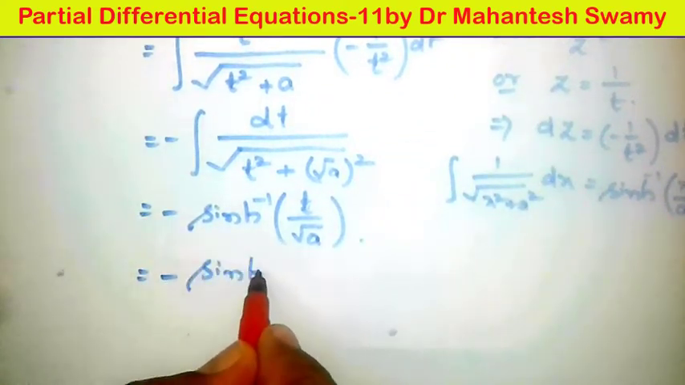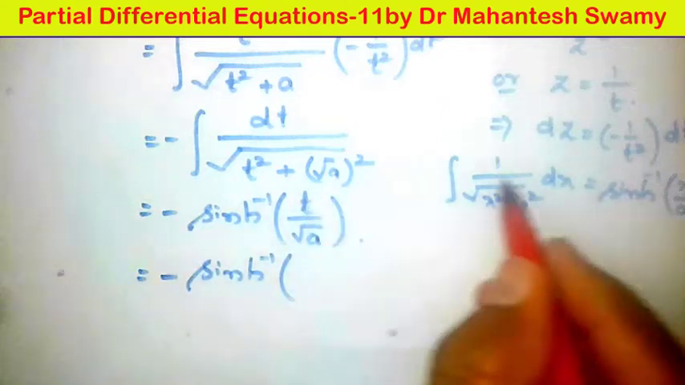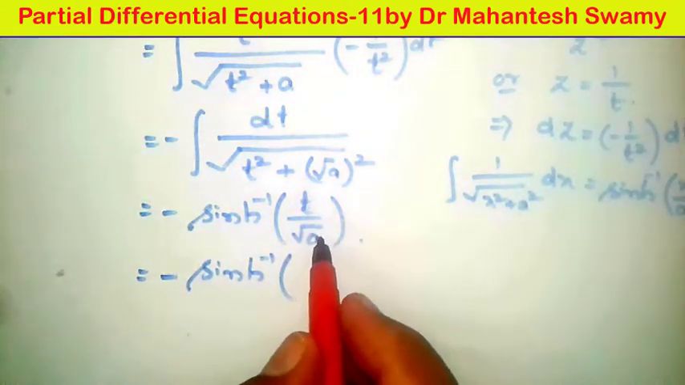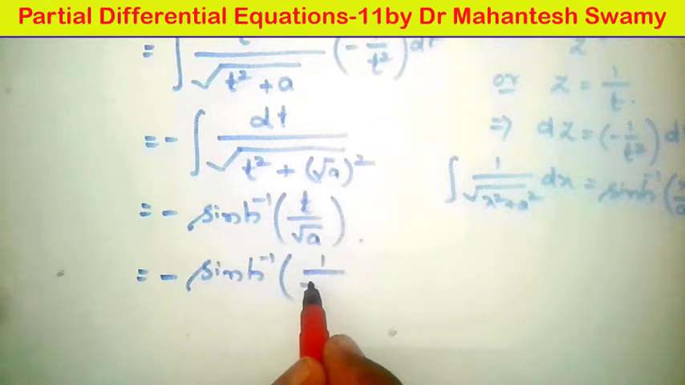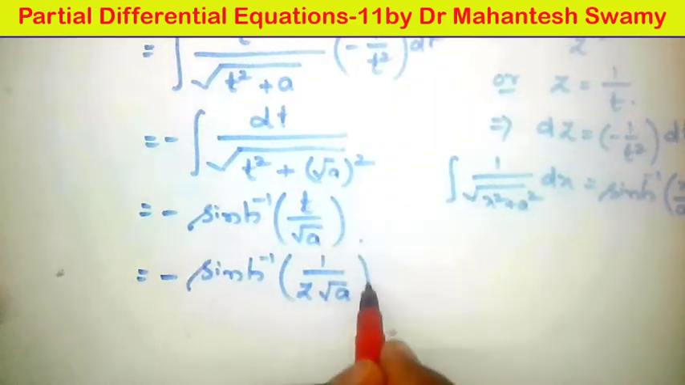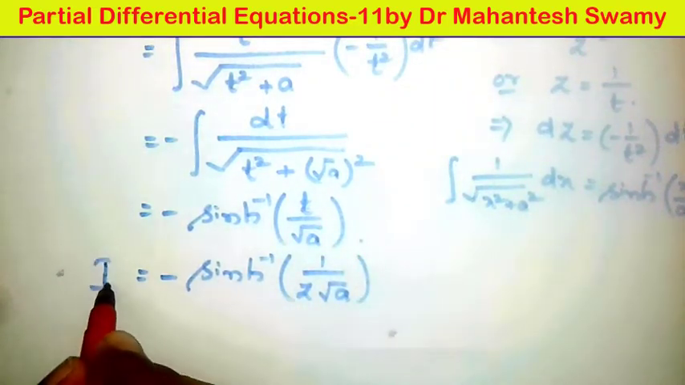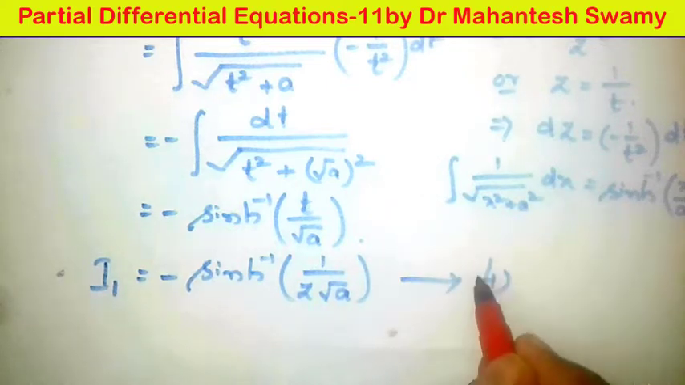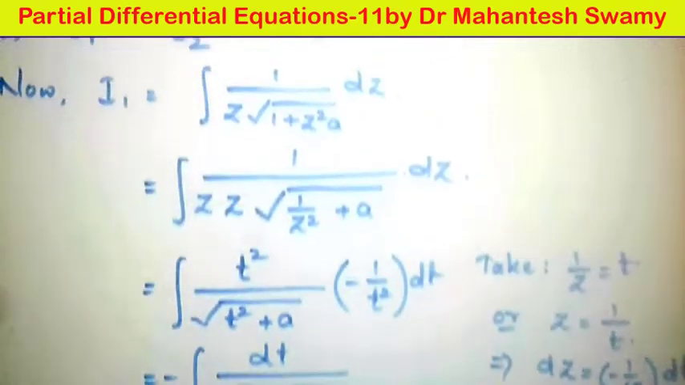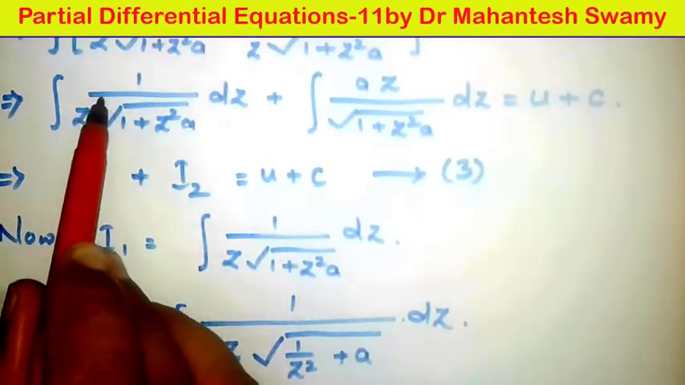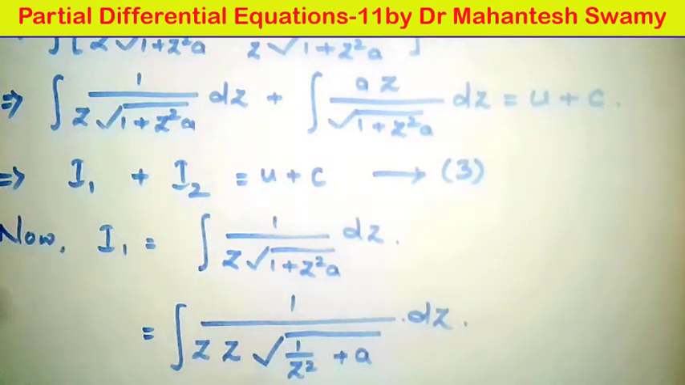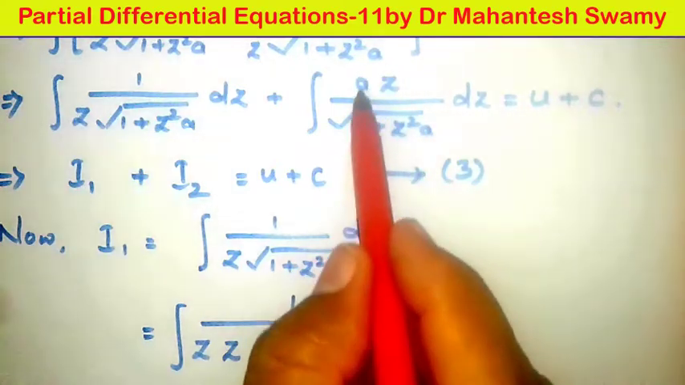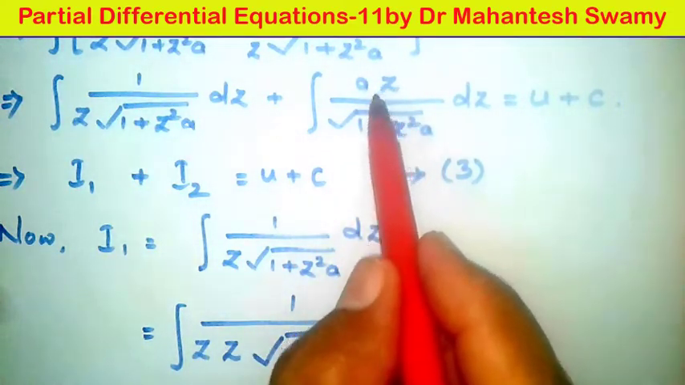Minus sine hyperbolic inverse of t, whose value is 1 by z, so it is 1 by z into root a as it is. So this is the value of the first integral I1. Call it equation number 4. We have evaluated the first integral, I1, here in equation number 4. Now let us go for I2, that is the second integral.